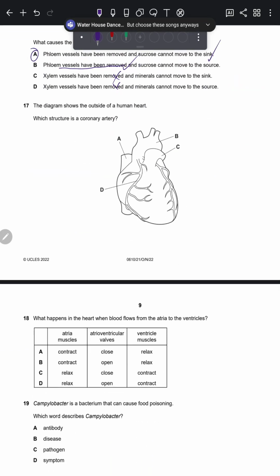Diagram shows the outside of a human heart. Which structure is a coronary artery? So, the coronary arteries are blood vessels that supply blood to the heart, and these are the blood vessels, so D.